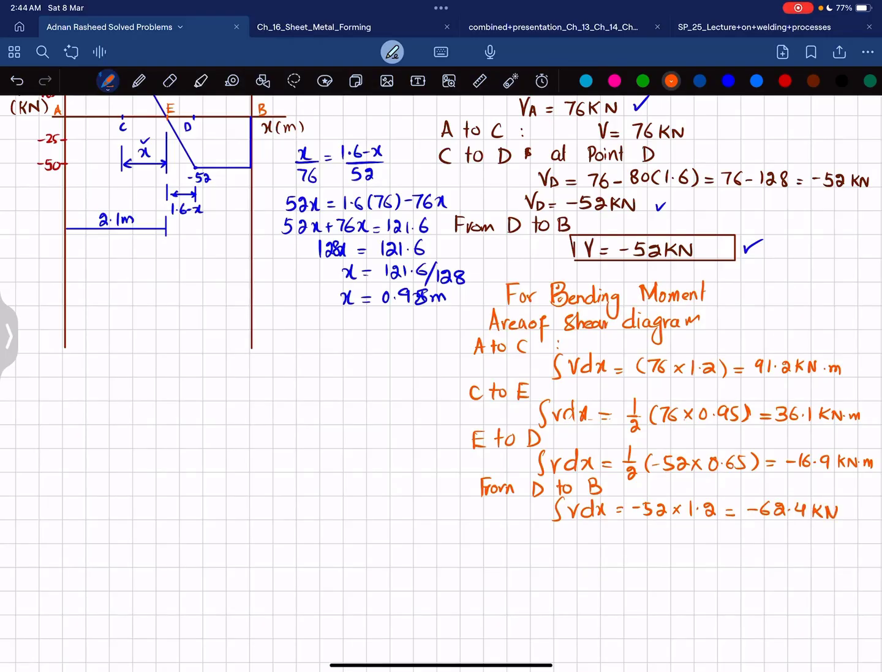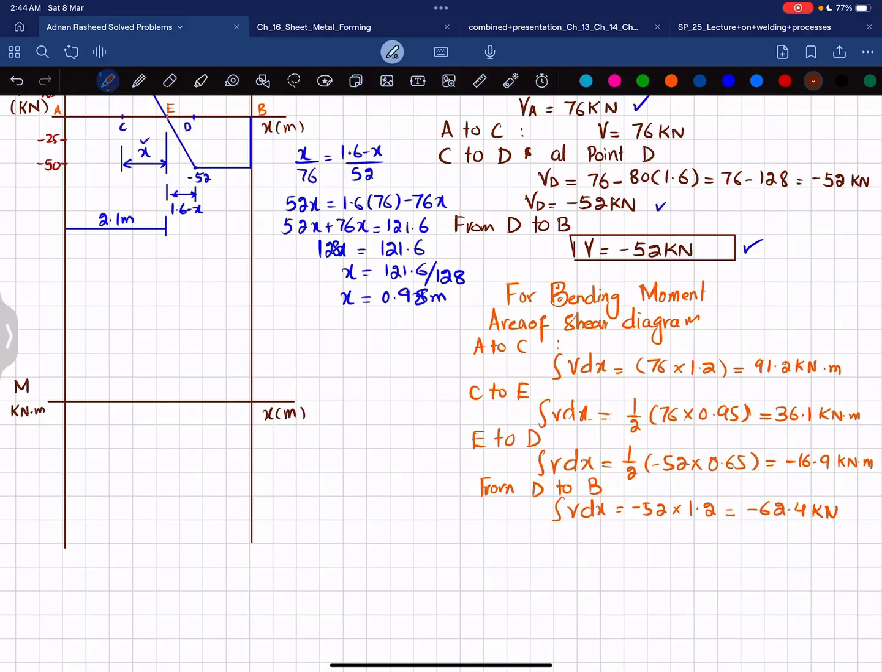Now what we will do is draw the bending moment diagram. So for the bending moment diagram, again if I extend these lines, I will draw a horizontal line to show the length, x in meters. On the y-axis you have moment in units of kilonewton meter.